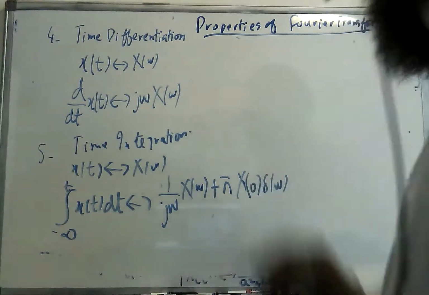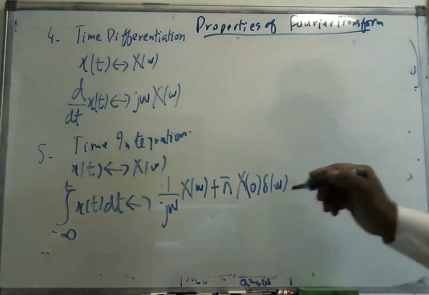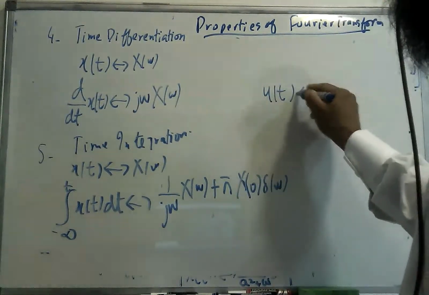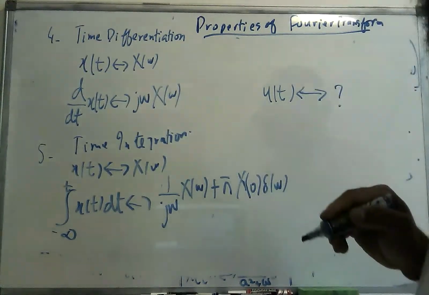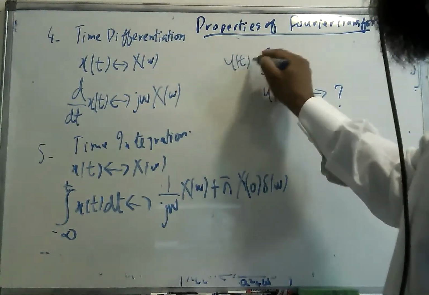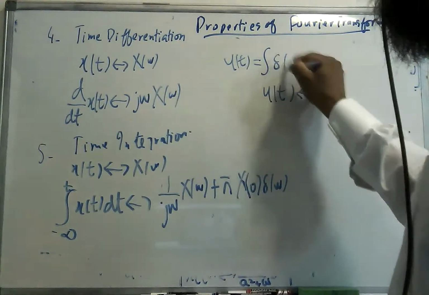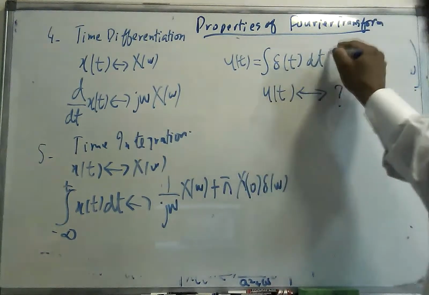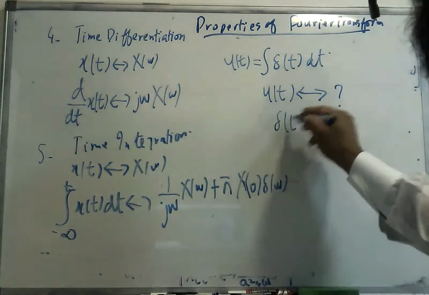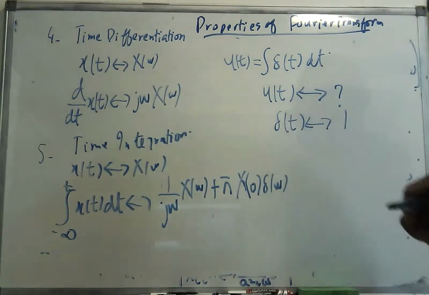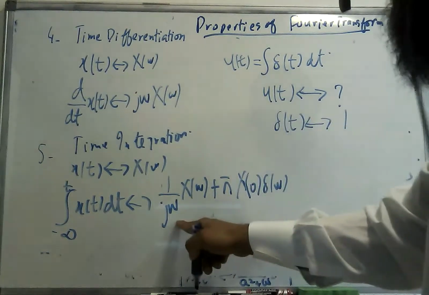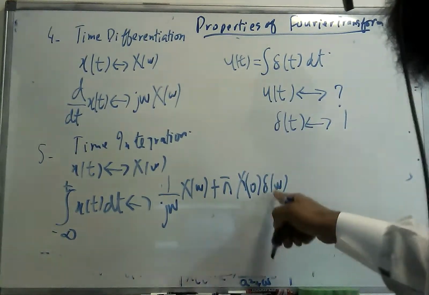So this constant is an impulse of amplitude pi x of 0. Now let us look at an example. We need to find the Fourier transform of u of t. Now we know that u of t is the integral of delta, and I also know that the Fourier transform of delta is 1. So what will be the Fourier transform of u of t? It will be just 1 divided by j omega plus pi x of 0 delta of omega.